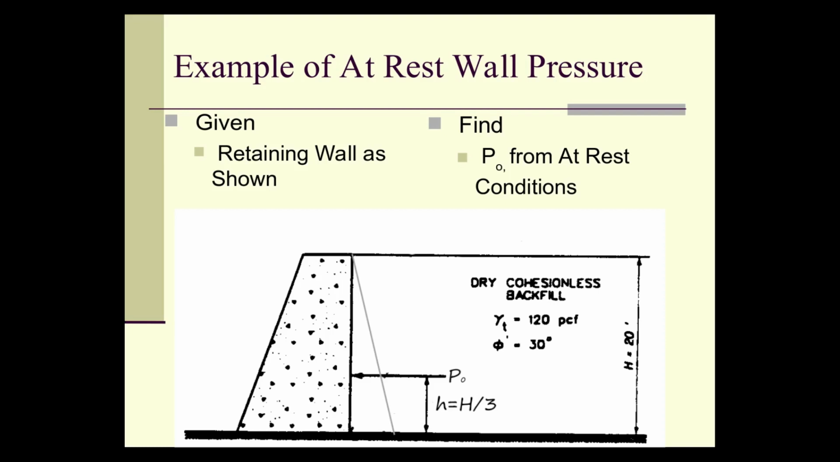If K is constant, you get, let me back up, I'm getting ahead of myself. You will get a linearly increasing effective stress. It's dry, so there's no water to mess things up. And if K is constant, if the relationship between the horizontal and vertical stresses is constant for that soil, then you will get a linearly increasing stress and pressure against the wall.